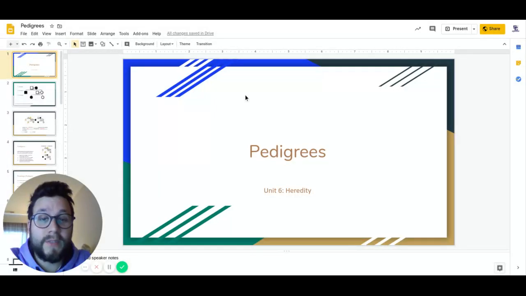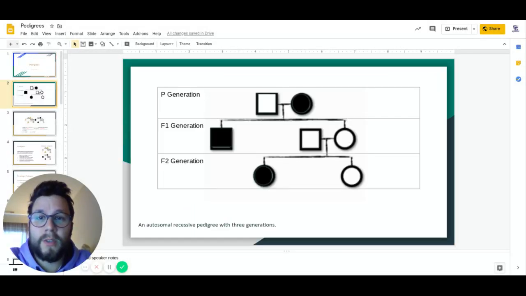Everyone, this video is me going over the pedigree notes. So a pedigree will show you how a certain trait will go through different generations. We've got 3 generations here. P generation is the parents. F1 generation is the sons or daughters, and the F2 generation would be the grandkids.